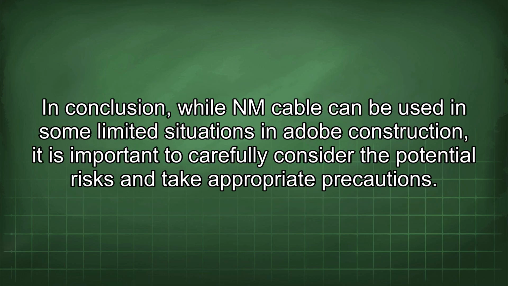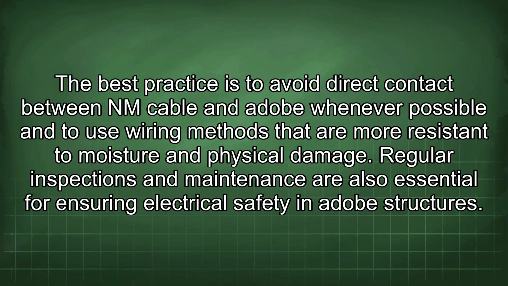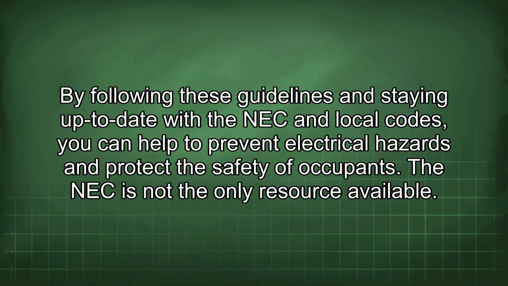In conclusion, while an NM cable can be used in some limited situations in Adobe construction, it is important to carefully consider the potential risks and take appropriate precautions. The best practice is to avoid direct contact between NM cable and Adobe whenever possible, and to use wiring methods that are more resistant to moisture and physical damage. Regular inspections and maintenance are also essential for ensuring electrical safety in Adobe structures. By following these guidelines and staying up to date with the NEC and local codes, you can help to prevent electrical hazards and protect the safety of occupants.